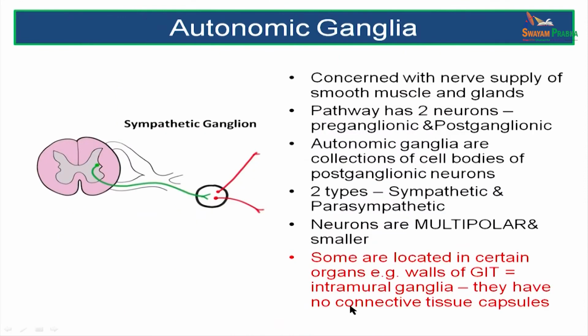The other type of ganglia are called the autonomic ganglia, and these are mostly concerned with supply to the smooth muscle and the glands. They can be preganglionic and postganglionic fibers. These ganglia lie outside the central nervous system and they are divided into a sympathetic type and a parasympathetic type. These neurons are multipolar. Do you remember what is multipolar? Star shaped or stellate shaped, having many processes.